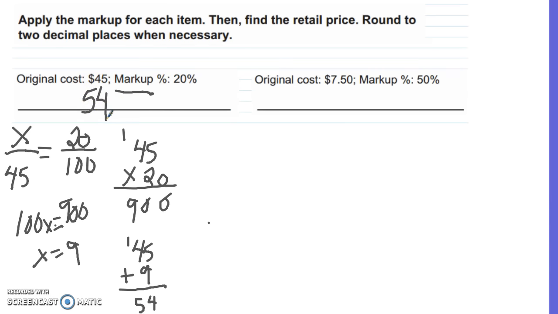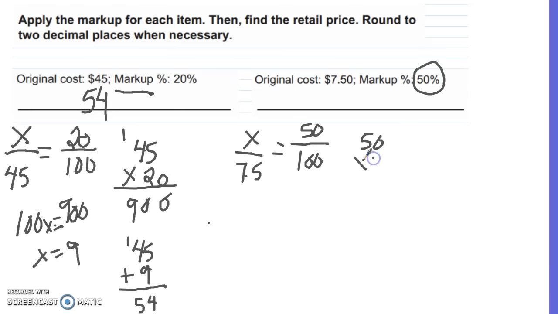The original cost is $7.50. The markup is 50%. Every percentage is out of 100, so 50 over 100. The original cost is going to go on the bottom. We are finding the markup, so we are going to do 50 times 750.